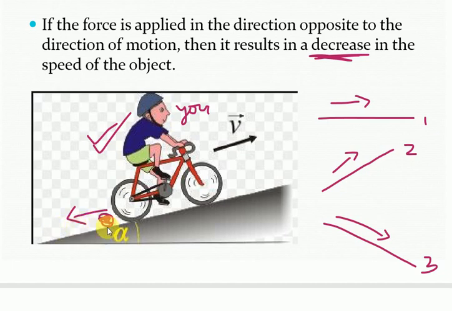Now the cycle itself is also trying to move in the downward direction. So in which direction are you moving? In the upward direction, which is opposite to it. So there will be a decrease in the speed of the object. That means if you pedal the cycle at the same rate on a declined surface or on a normal plane surface, then the speed of your cycle will be more compared to this case.